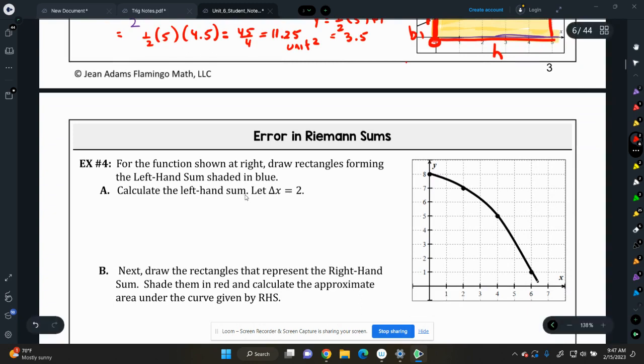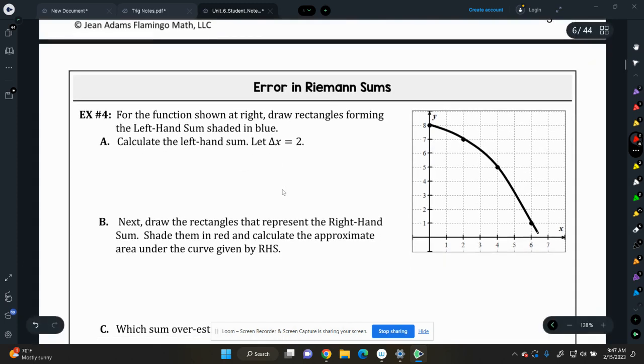Okay, let me just go through this again because we talked about it, but let's make sure we look at it more specifically. For the function shown, draw rectangles forming the left-hand sum shaded in blue. Calculate the left-hand sum where delta x equals 2. So what we're doing is we're going to draw rectangles that have a width of 2. That's what delta x is, the change in the x value. So my rectangle has a width of 2.